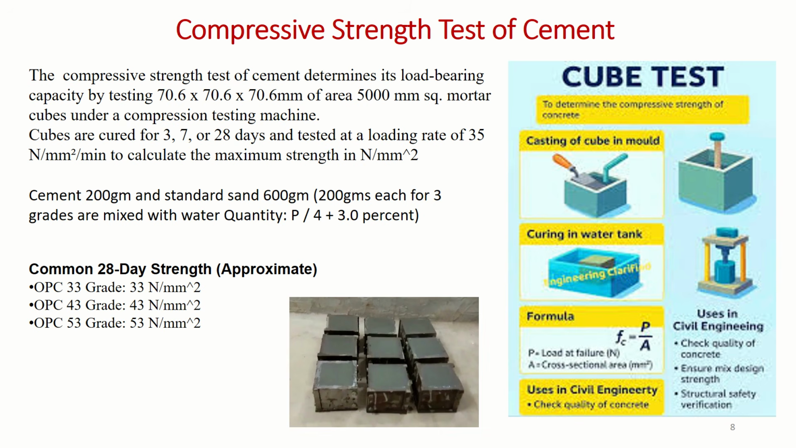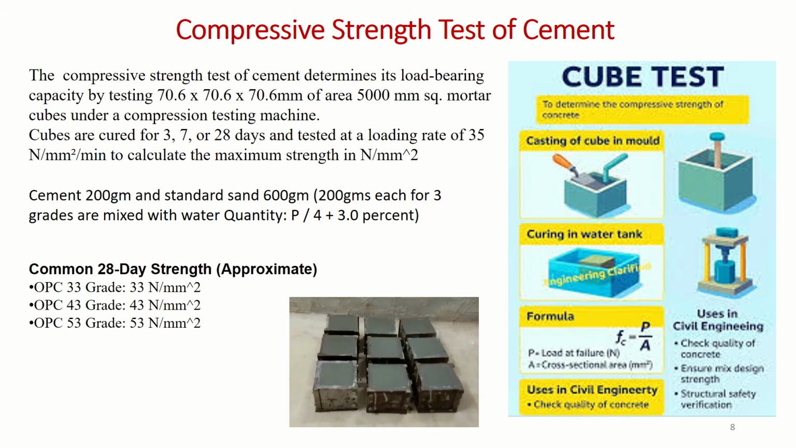Now the next practical is the compressive strength test on cement. Specifically, compressive strength of cement is different from compressive strength of concrete. In the compressive strength of cement, we are casting a small cube of 70.6 by 70.6 by 70.6 size, which has an area of around 5000 square mm. This test is normally conducted to know the strength of cement.